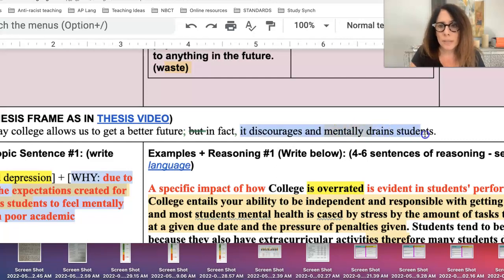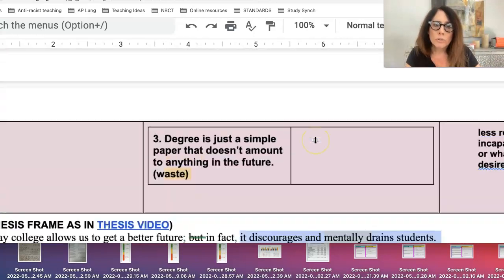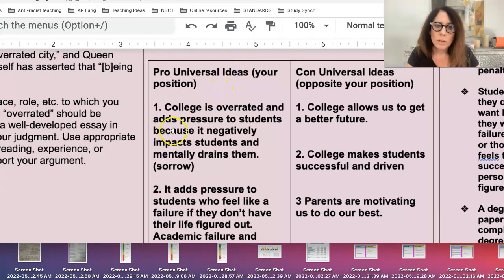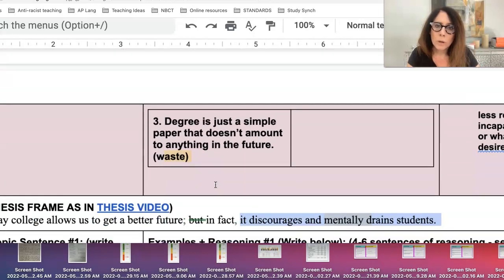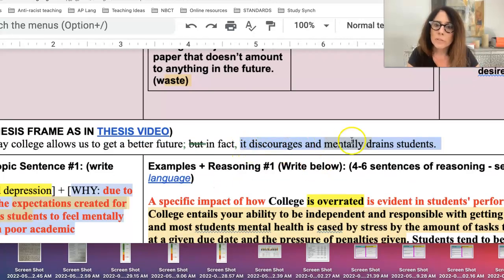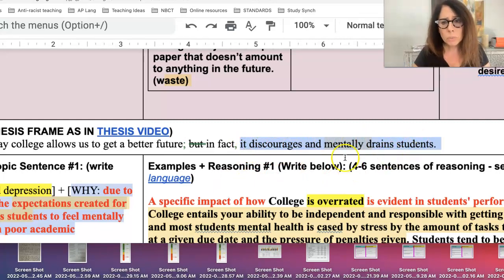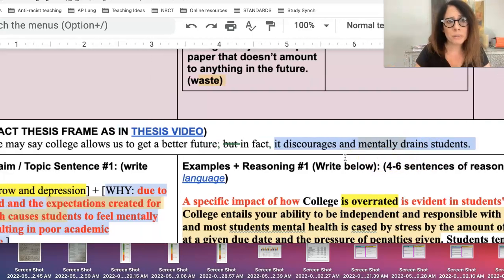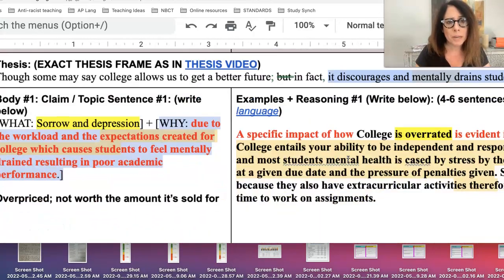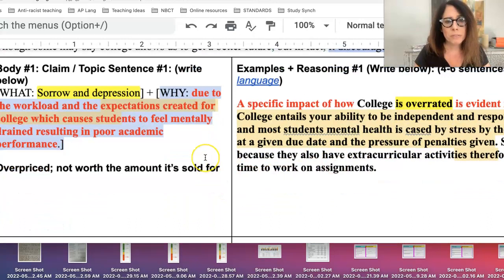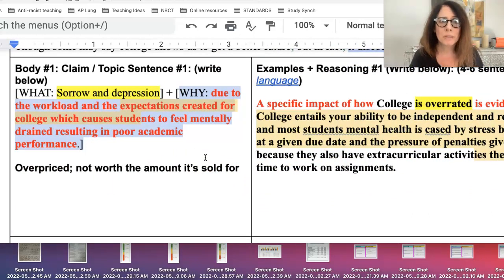And what I see that this writer needs to do, and I want you to check your own, do you drop down the 3 universal ideas with their phrasing from the pro side of the table? Do you drop those 3 things down in the thesis? And so this writer would need to do that. I see really like maybe 1.5 things, so that they need to go up and drop them down. So pause the video and revise your thesis based on the feedback I just provided.